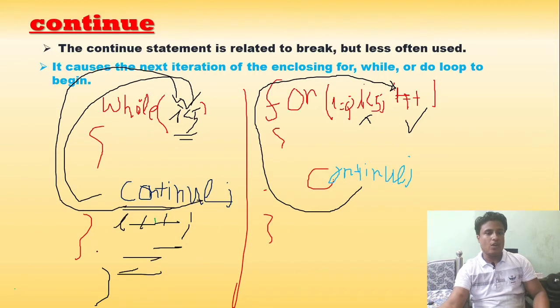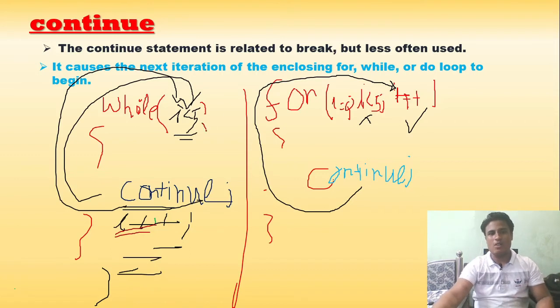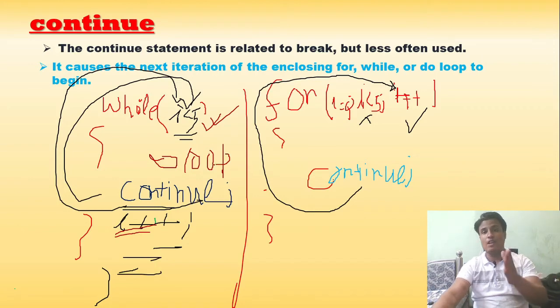Be conscious about writing this before continue, because if you don't write it, then it might not change this value every time, and you might fall into an infinite loop. Infinite loop can happen, so be careful while using continue in a while loop block.